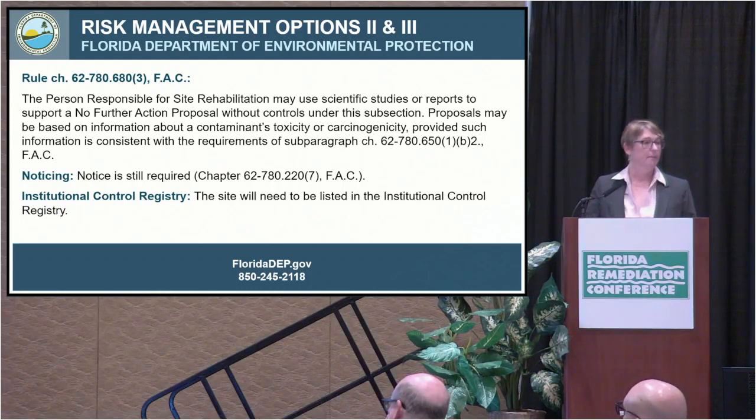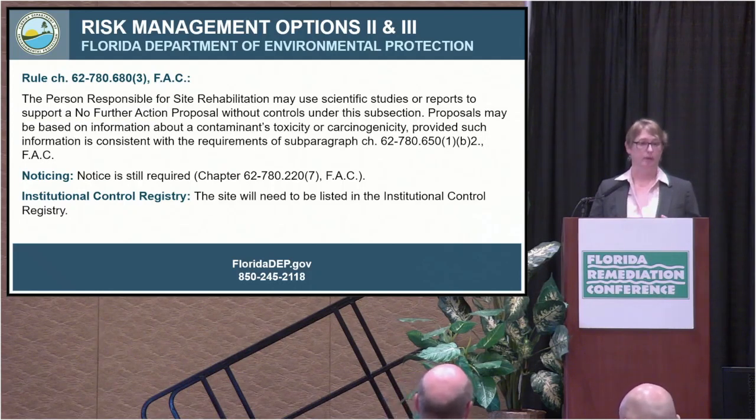Some of the main differences between RMO 2 and 3 include, for risk management option 2, the impacts are limited to within the source property, so they don't go beyond the source property boundaries, and the impacts are less than a quarter acre in size. And then, as shown on this slide, for risk management 3, no controls are necessary if an alternative cleanup target level is based on non-site specific exposure factors.